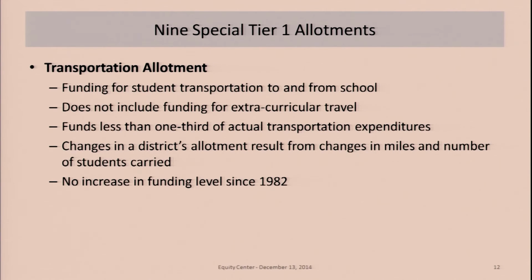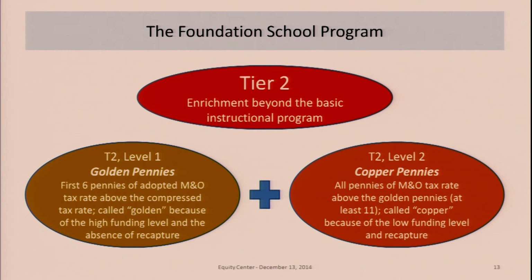Transportation does not include extracurricular travel, but it does include travel when you pick children up at their home, bring them to school, and then take them back. And the funding levels, the amount per mile, have not been changed since the early 80s. Now, that's Tier 1. That's your basic program.